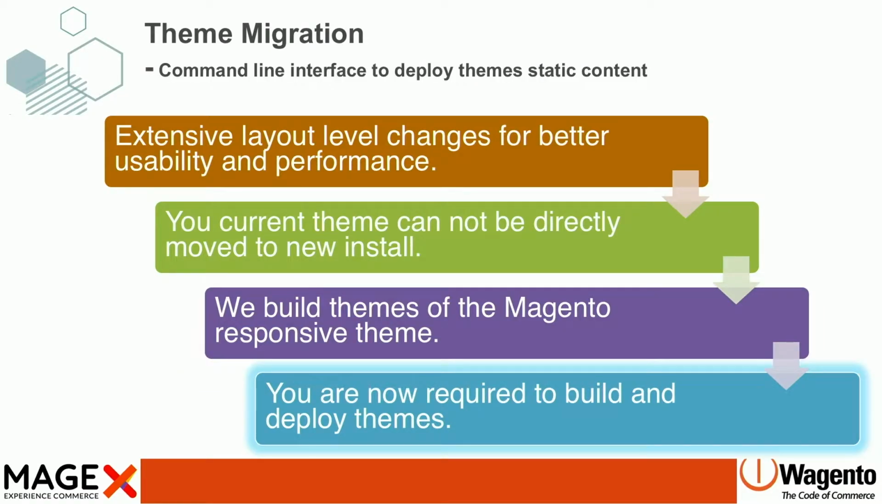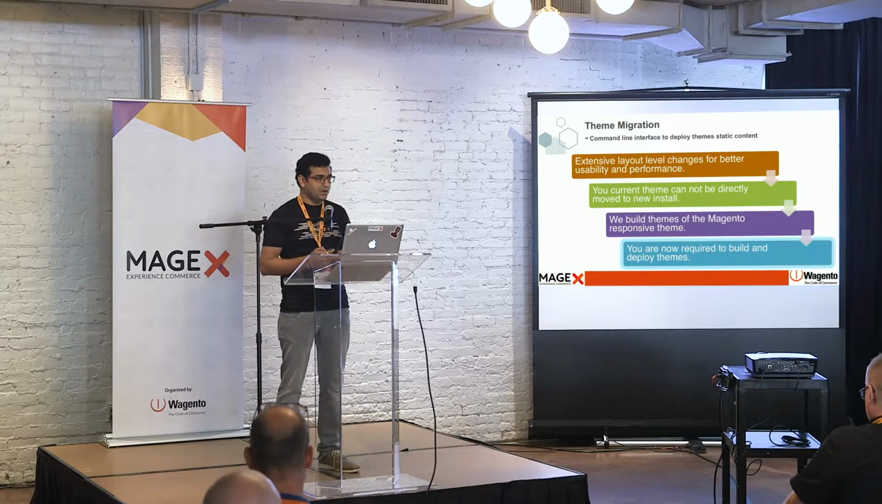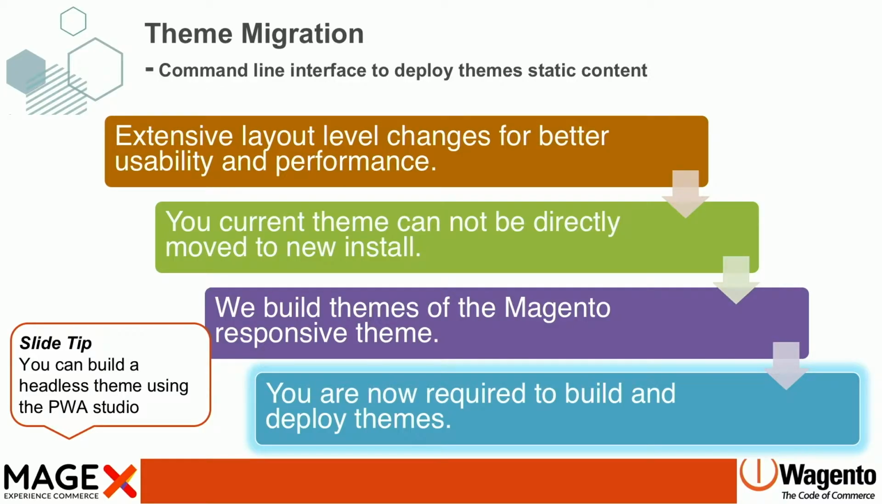You are also required to build and deploy themes. In Magento 2, there is a build and deploy structure, so that content can be generated before you actually deploy the code. That is a useful thing. Slide tip: PWA is now also available. So at the theme level, you have lots of options now as compared to Magento 1.